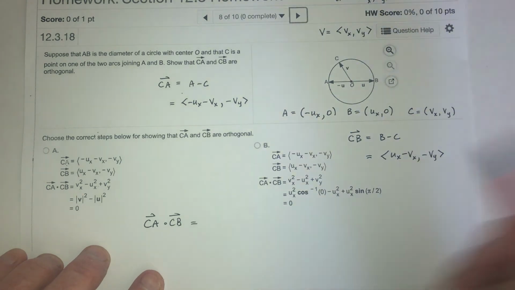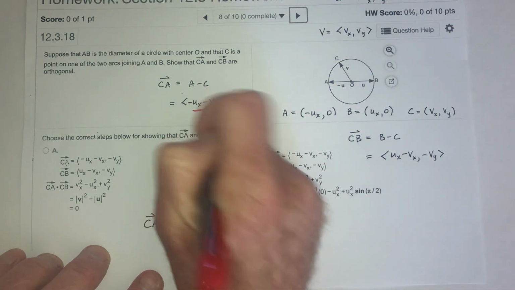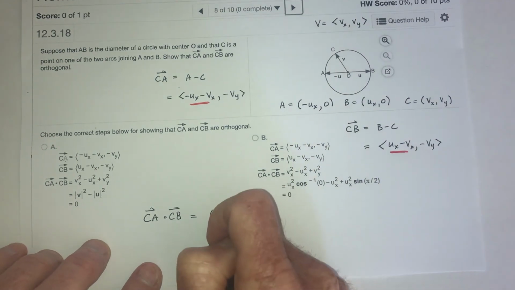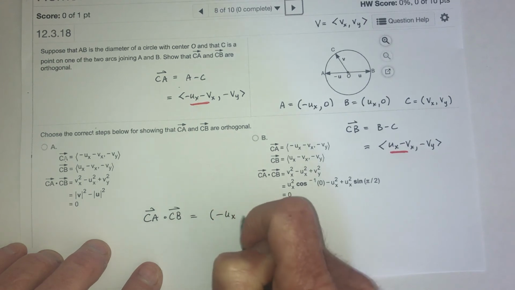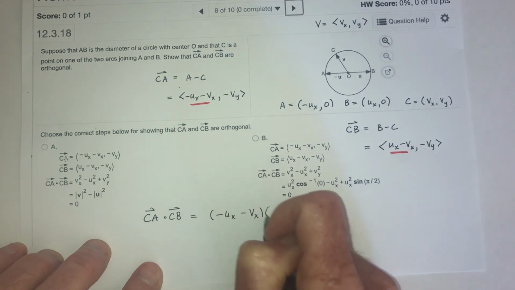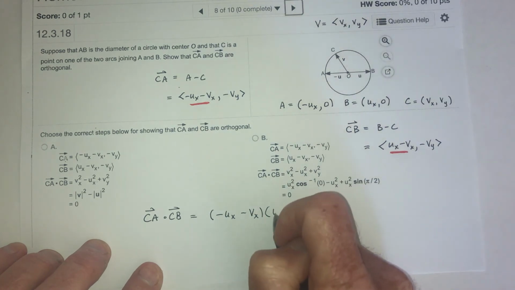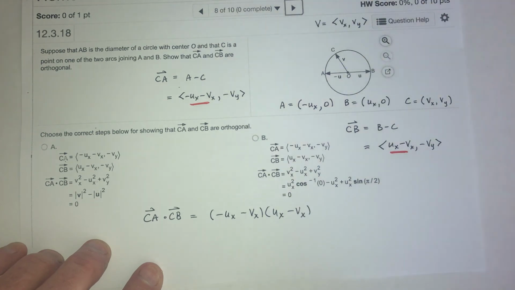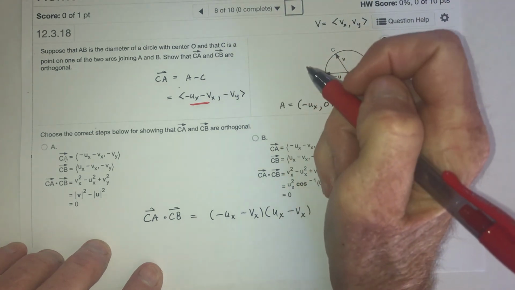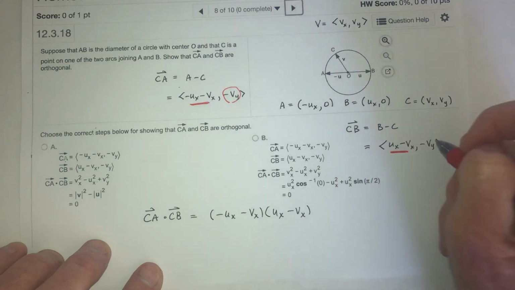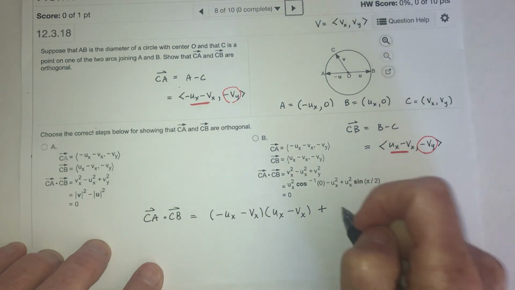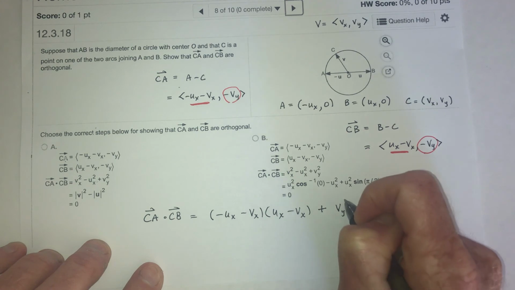All right, so for the dot product, you would take this times this. So we would have negative ux minus vx times this one, ux minus vx. And then we need the y component times the y component. So then it's going to go plus. When you multiply these two, the negatives are going to be gone, and it's just going to be Vy squared.